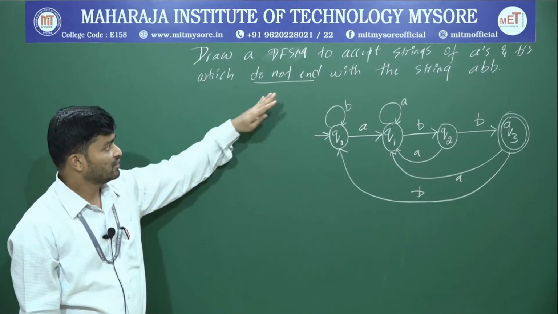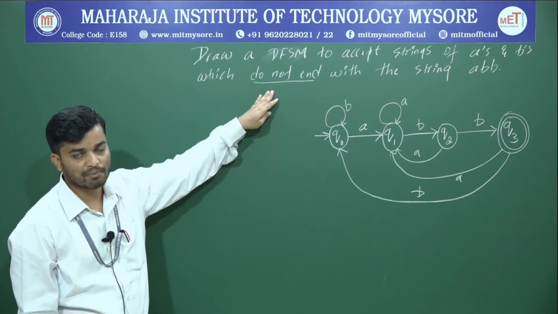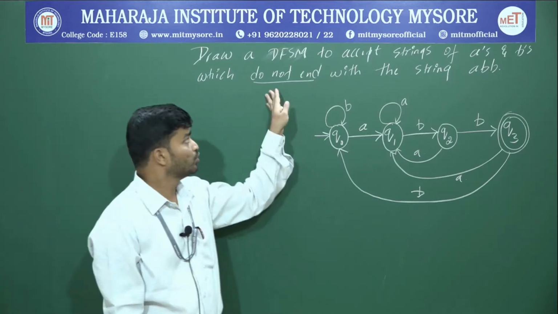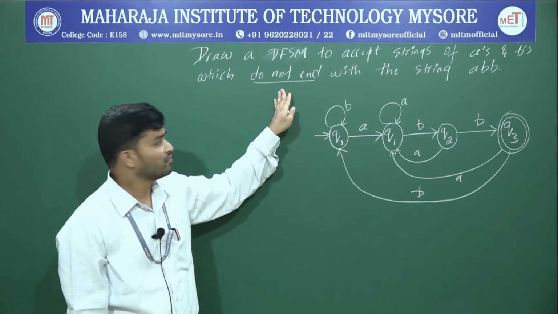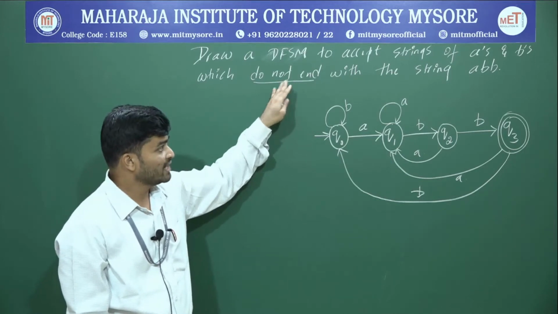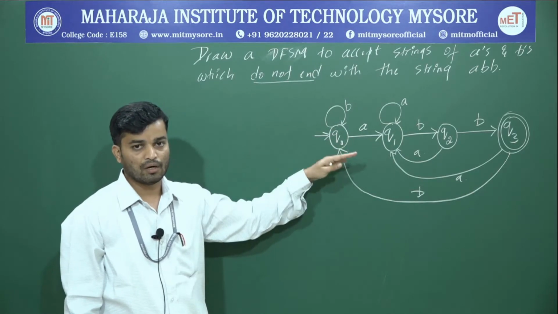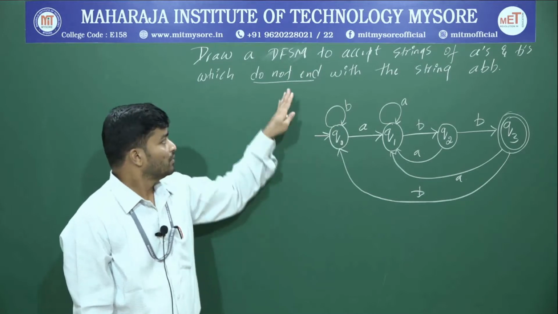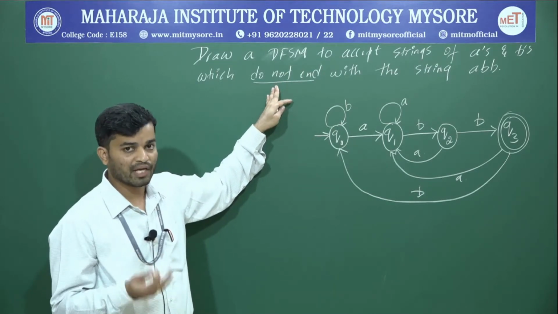The difference is that the earlier one was ending with ABB, and this one is not ending with ABB. It's somewhat difficult to construct directly for not ending with ABB. For that, what is the logic we are going to use? We will construct for ending with ABB, then we will take the negation. I think you know the concept of negation, just a reverse of that one.